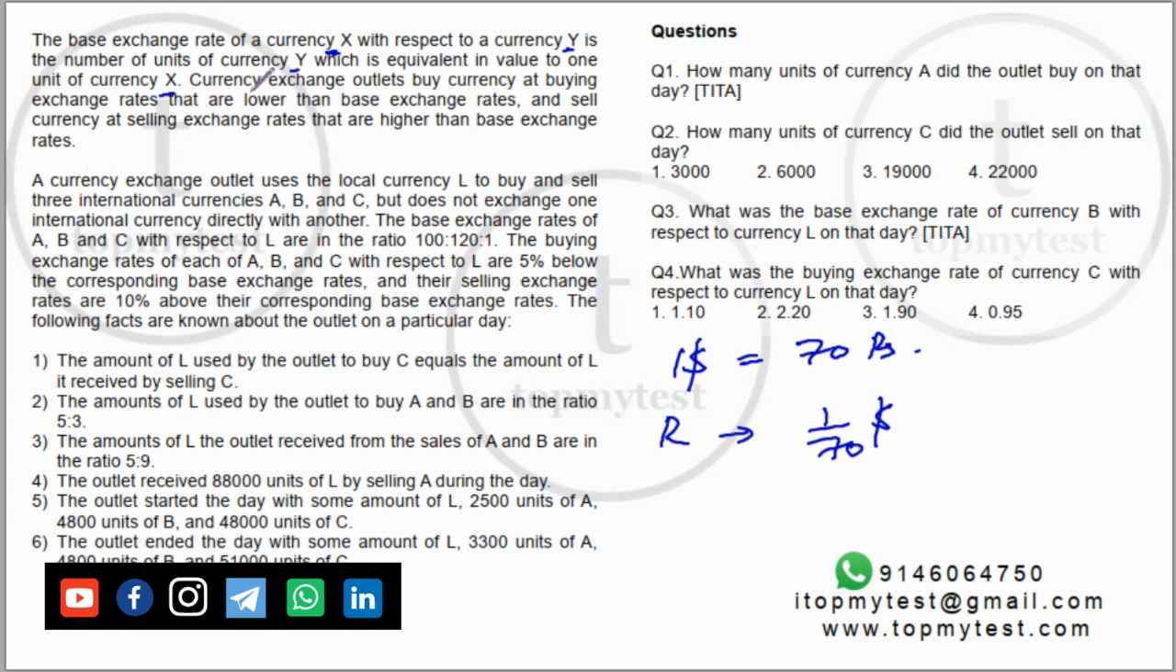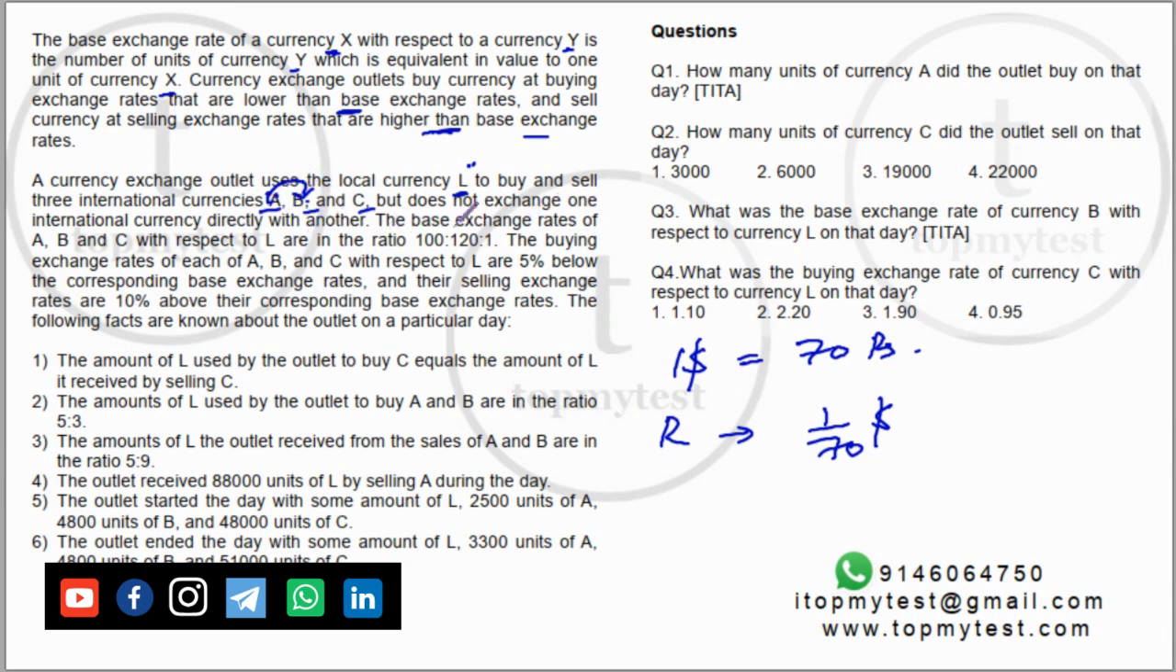Currency outlets buy currency at a buying exchange rate which is lower than the base rate and sell at a selling rate which is higher than the base exchange rate. Okay, that makes sense. Currency exchange outlets has local currency L to buy and sell 3 currencies A, B and C, but does not exchange international currency directly with one another. So you cannot exchange A with respect to B. You can use A to buy L, or you can use L to buy A, but you cannot use A to buy B or B to buy A, right?